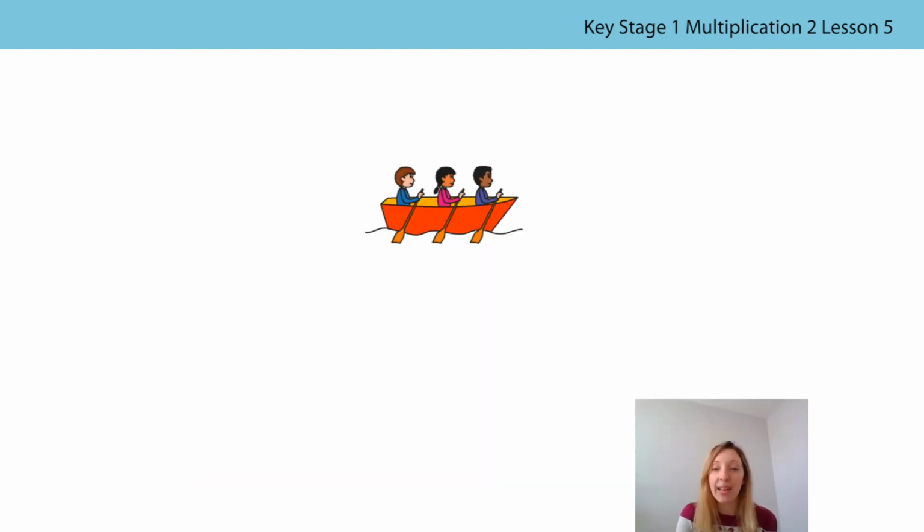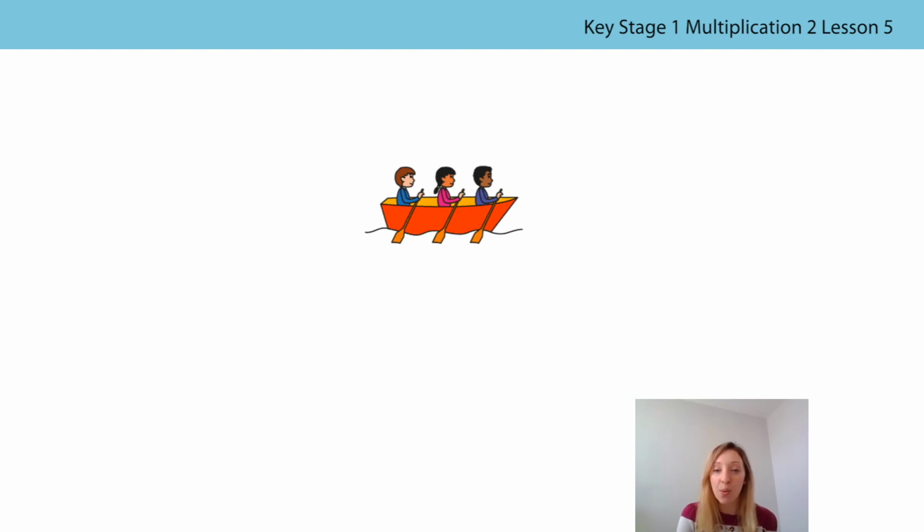Look at the picture on the screen. What can you see? That's right, there's a little rowing boat with some children inside it. Now this picture is a little bit different to the pictures we looked at last lesson because I don't need to draw around a circle this time or move them onto a plate to group them. The children are already grouped because they are sat all in one boat. That makes it easier for us to count.